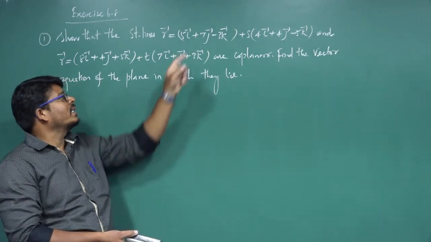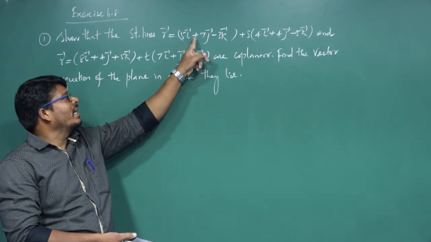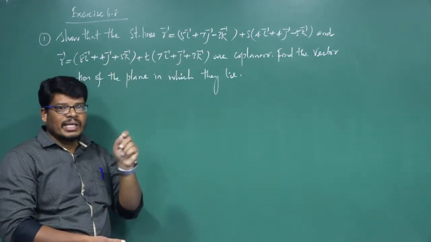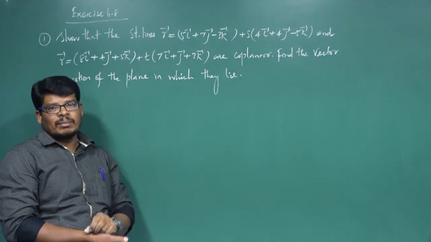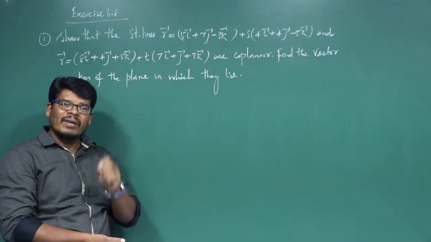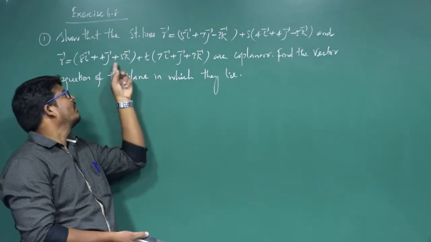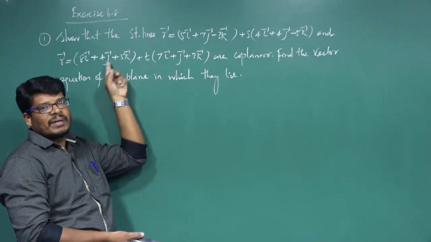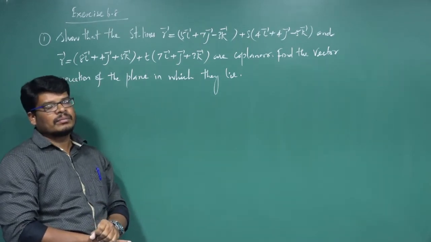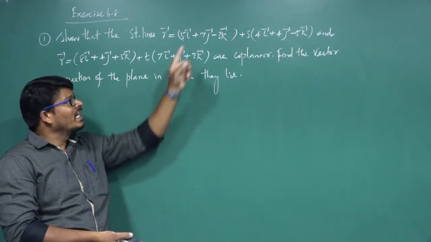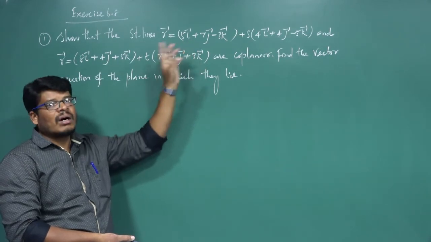Take any one of the points, a vector or c vector. r vector equal to a vector plus s b vector plus t d vector is the vector equation of the plane. Or r vector equal to c vector plus s b vector plus t d vector, taking any one of the points, c vector, is also a vector equation of the plane. So now, first find, given the two straight lines are coplanar.